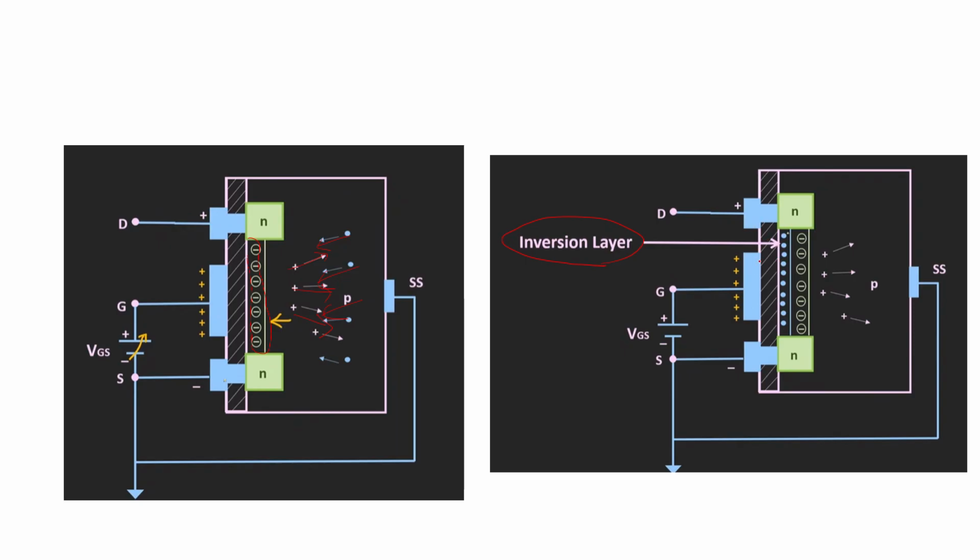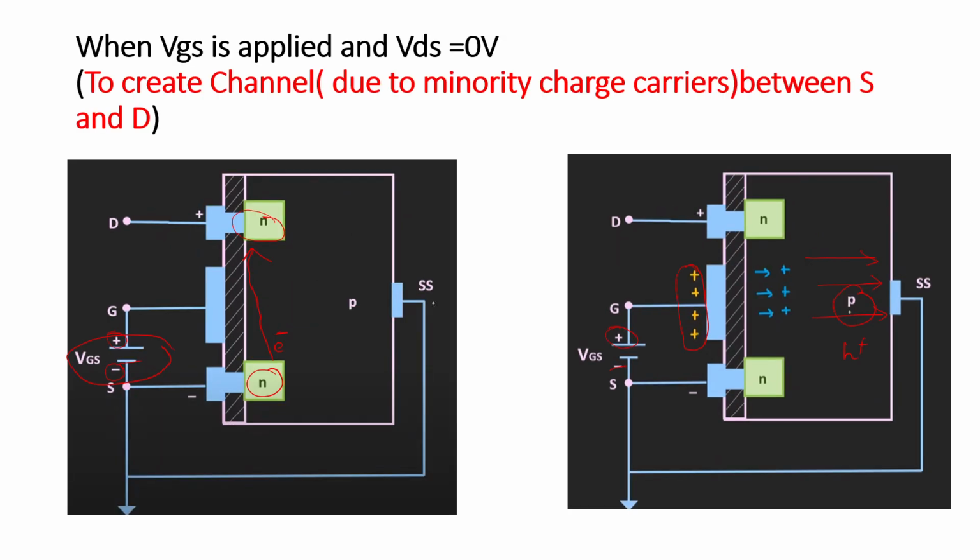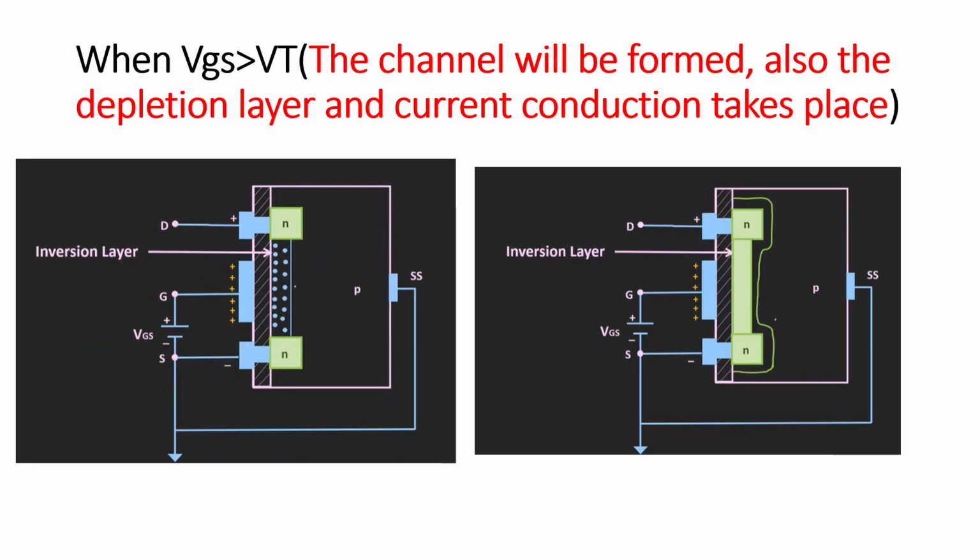In enhancement mode, the channel is not there, but when you apply VGS, because of the attraction of minority charge carriers, they form a channel between the drain and the source. So now the channel is created. Due to the minority charge carriers, the channel will be created between the source and the drain.